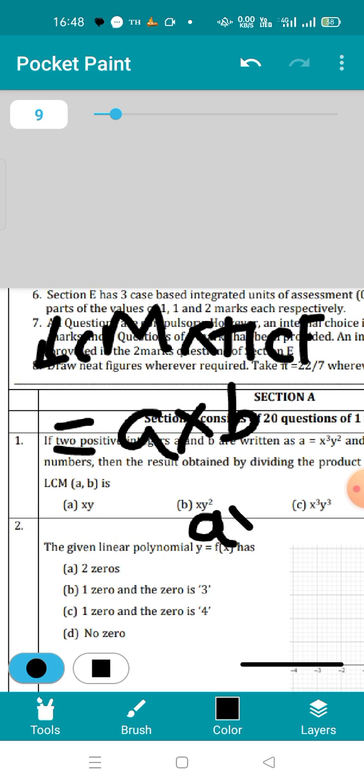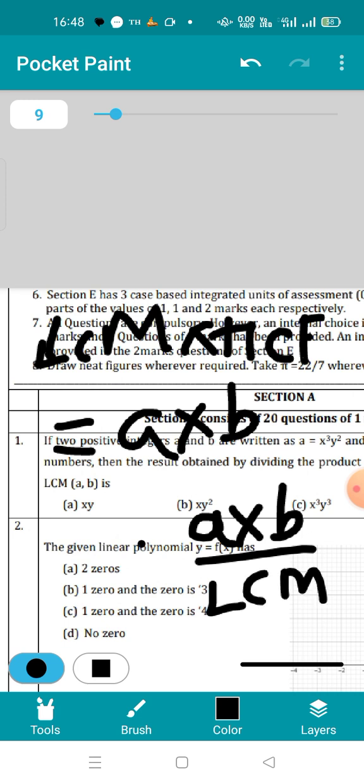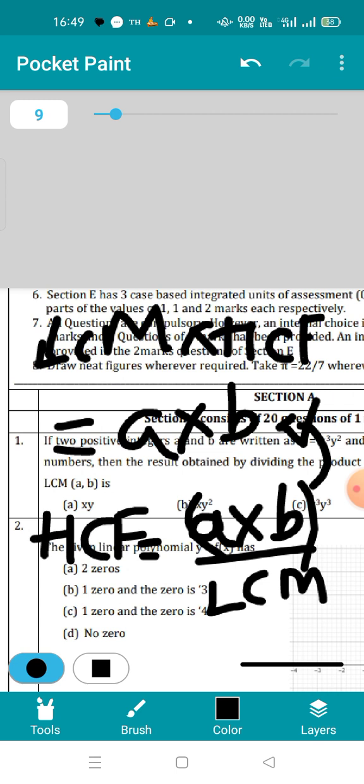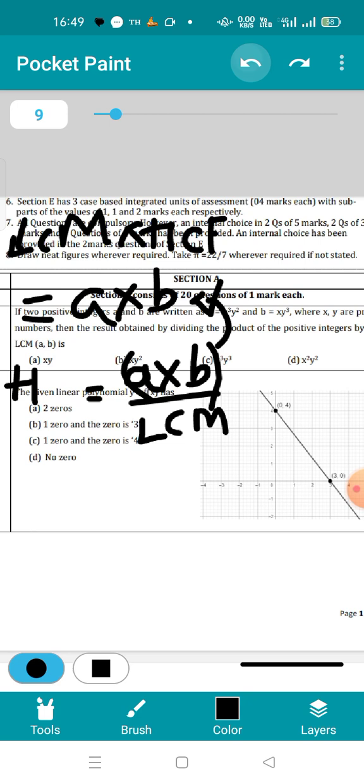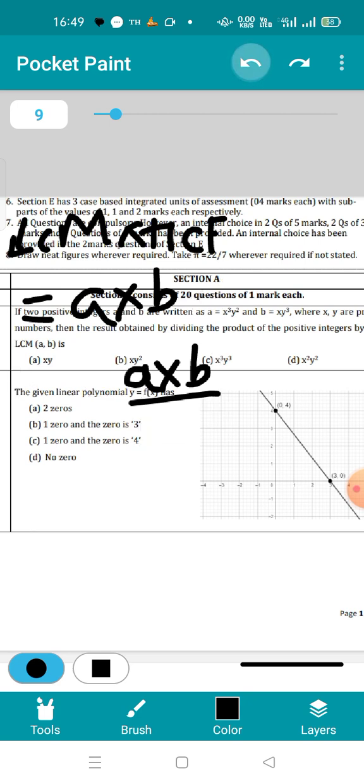Now he says we need to tell what is the result obtained by dividing the product of the two numbers, that is a into b, by the LCM. So a into b by LCM. If you see a into b by LCM, just look at this, a into b by LCM will give us HCF. So indirectly he is asking what is the HCF of the two given numbers. Now let's see how we can tell the HCF of the two numbers.